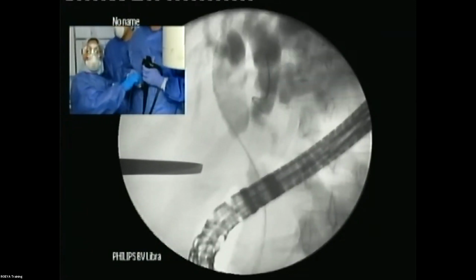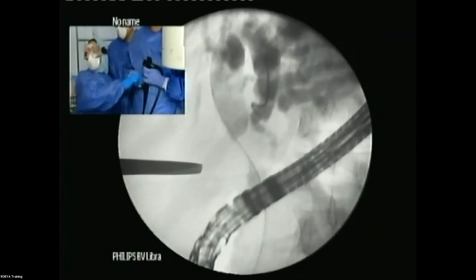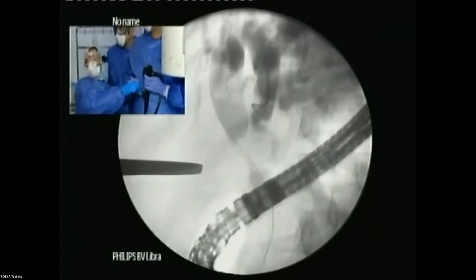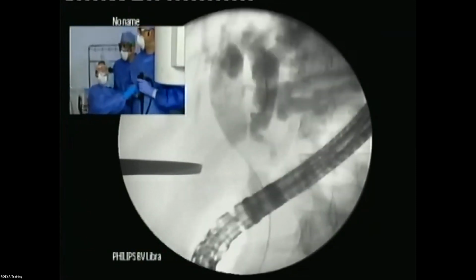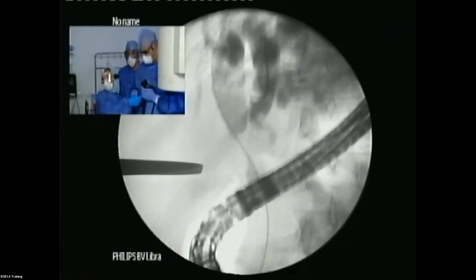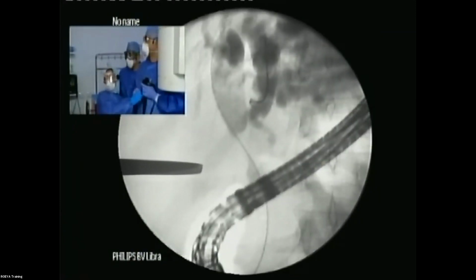Yes, I think the message, Hani, here, if you pass the hilum, you always put an uncovered stent. Exactly. So I think this is the message. But again, Hani, why a 10 centimeter? And why not an 8 centimeter one?